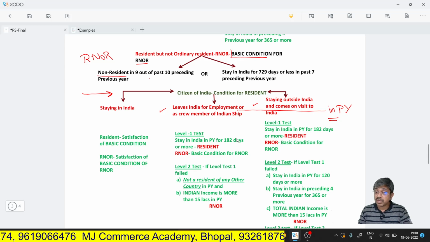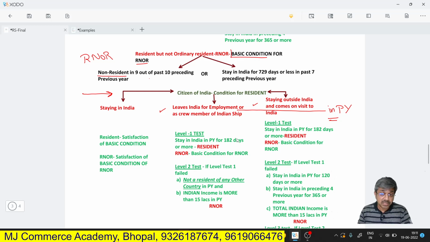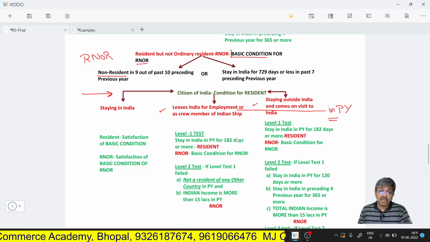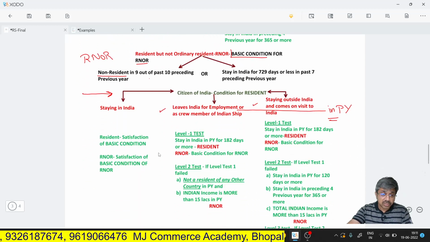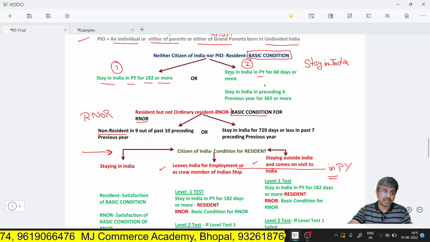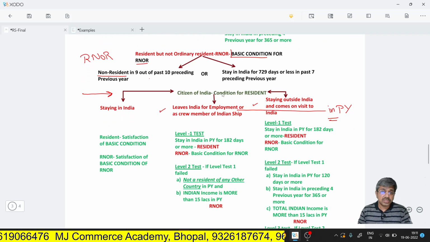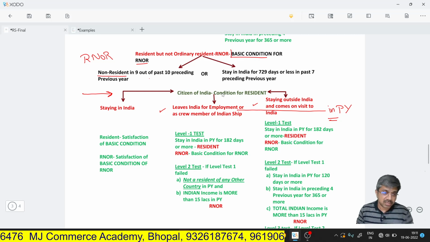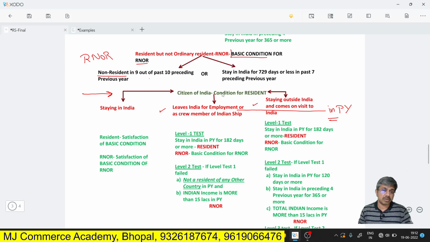Second special category for a citizen of India: a citizen of India is staying outside India and comes on a visit to India. In these two special cases, a different provision is prescribed for determination of residential status. If a citizen of India is not falling in these two categories, then we come to this category, stay in India. Then determination of residential status is very simple: satisfaction of the basic condition narrated here for determination of residential status, and for determination of residential but not ordinary resident status, the satisfaction of these basic conditions. Means if an individual is a citizen of India who is not falling in these two categories, his residential status is determined simply by satisfaction of the basic condition.